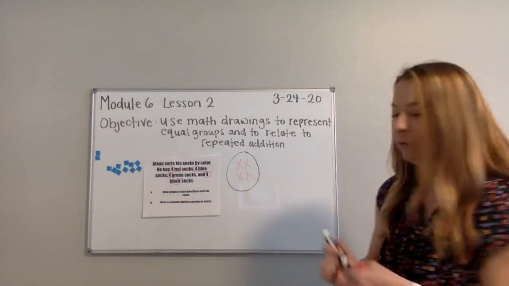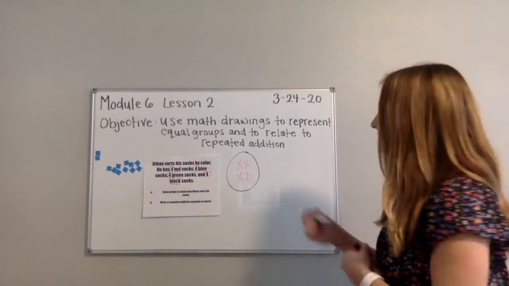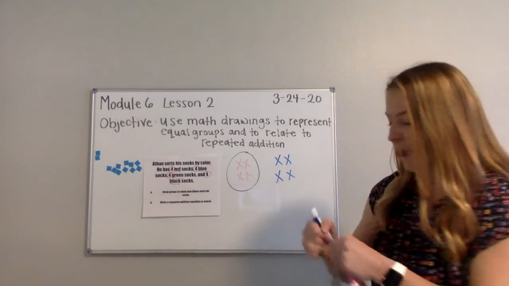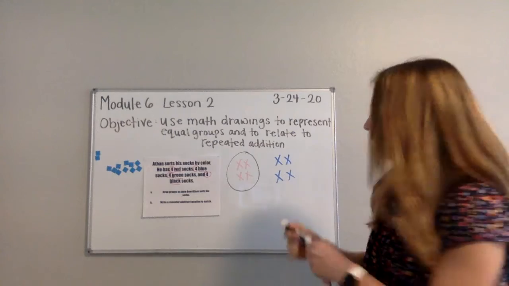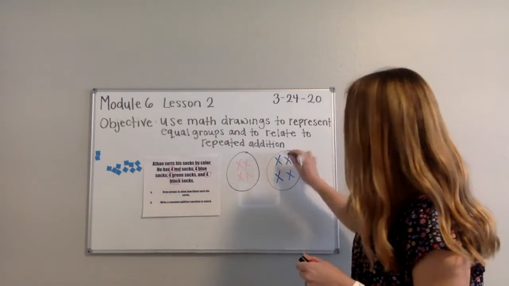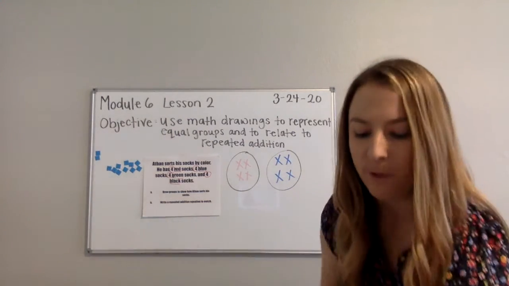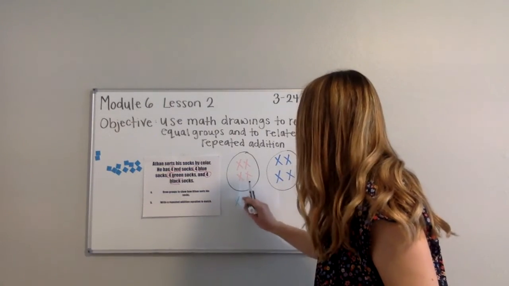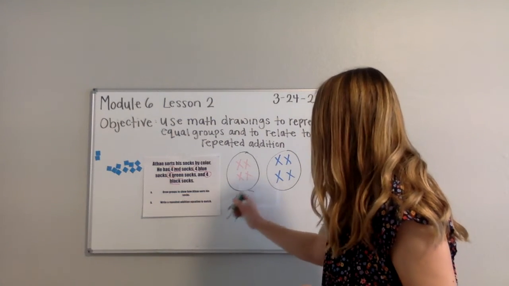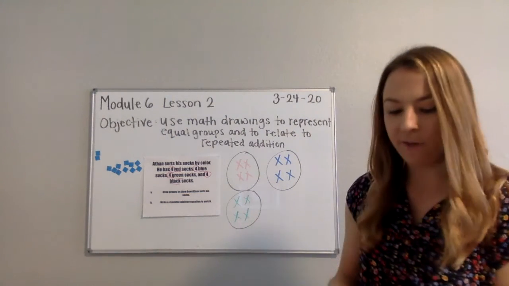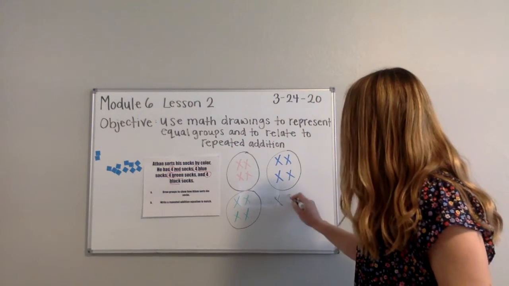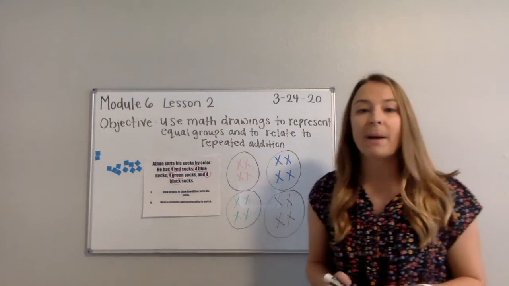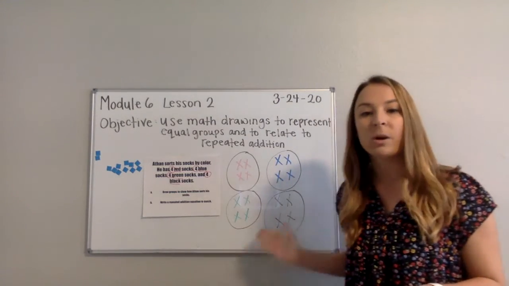Next, I can create a group for his blue socks. Again, I'm going to use X's to represent those socks. And I can create a group of blue socks. He also has a group of green socks. There's 4 green socks. That's a group. And he's got 4 black socks. Okay, so I've drawn my groups to show how Ethan sorted his socks.